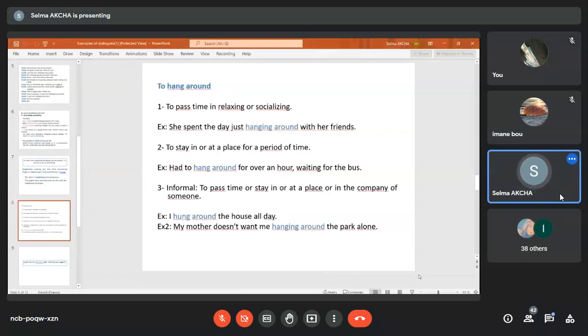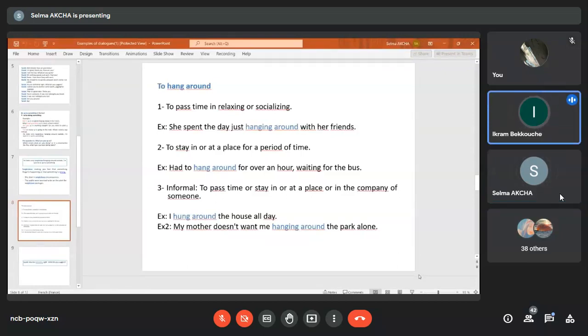Please, go ahead. To hang around, to pass time in relaxing or socializing. Example, she spent the day just hanging around with her friend. Two, to stay in or at a place for a period of time. Example, had to hang around for over an hour waiting for the bus. Informal, to pass time or stay in or at place or in the company of someone. Example, I hang around the house all day. Example 2, my mother doesn't want me hanging around the park alone.